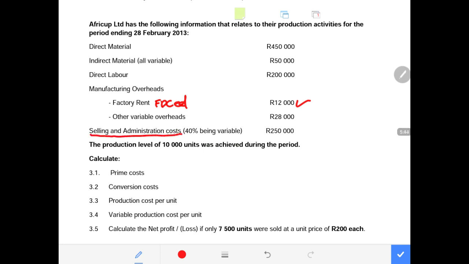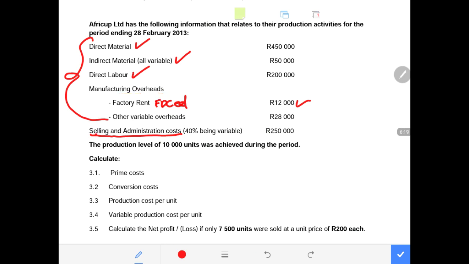Now, before I do the selling and administration, let me go back to what I've been highlighting. Remember, this direct material, it is a production cost. Indirect material is a production cost. And our direct labor is also a production cost. And our manufacturing overheads, these are also production costs, meaning when we are calculating our production cost, we need to take into account all the manufacturing costs, including direct and indirect cost and manufacturing overheads cost.